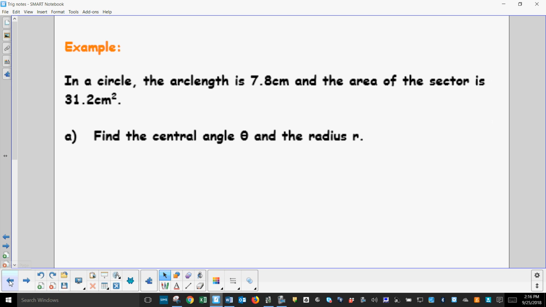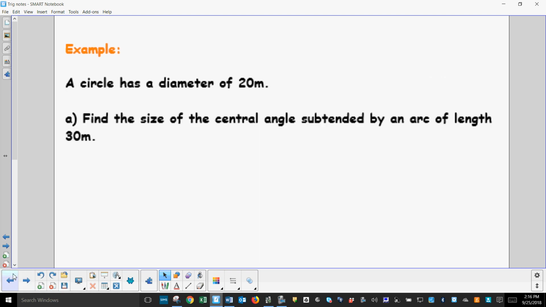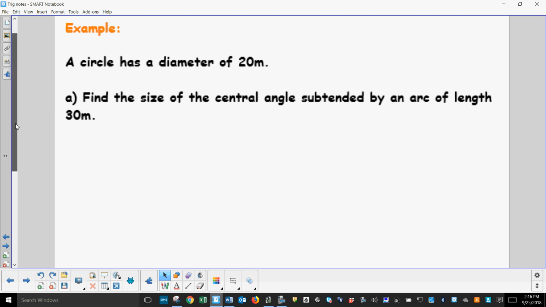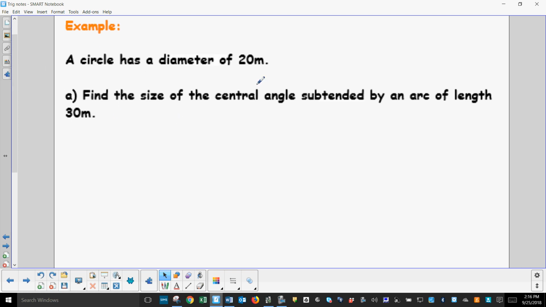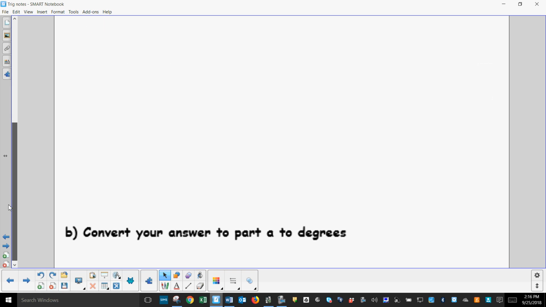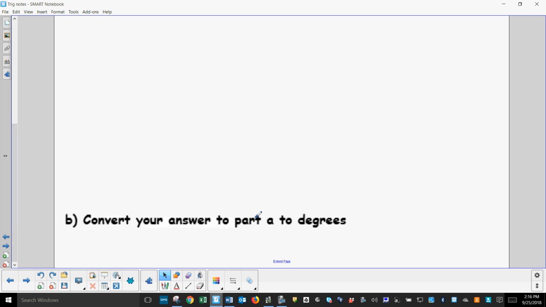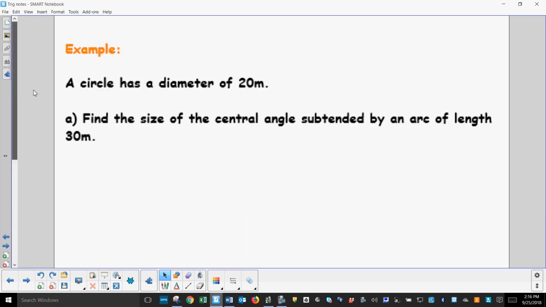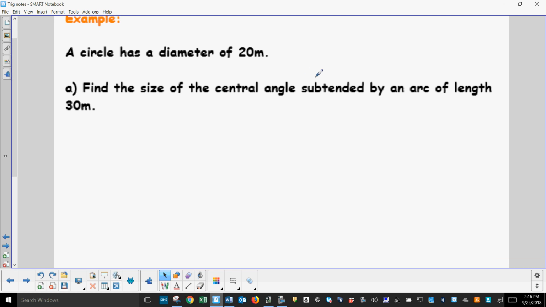The last one? Find the central angle theta and the radius r. Exactly, yep. So notice, I'm not telling you to do anything, but this is a bit of a hard thing to do using degrees, so I'd suggest use radians. Let's try to find our answer in radians using the nice simple formulas, and afterwards we'll convert to degrees, just because Part B asks it. A circle has a diameter of 20. Find the size of the central angle subtended by an arc of length 30. So what is the formula in terms of radians for arc length again?